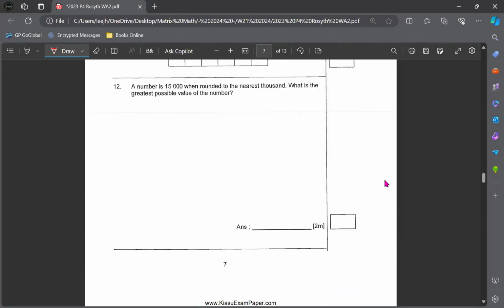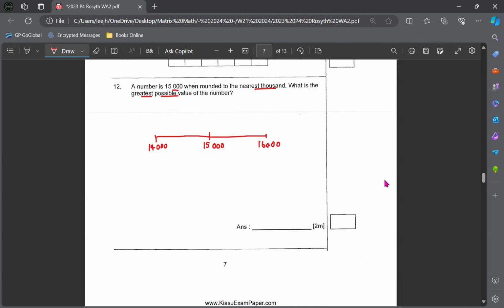Question 12. A number is 15,000 when rounded off to the nearest thousand. What is the greatest possible value of the number? When you do rounding off, a number line will help. So I'm going to draw a number line. I'm going to put this rounded value right in the middle, 15,000. So we are looking at the nearest thousand, so we are going to gauge 1,000 less on the left and 1,000 more on the right. 1,000 less is 14,000. 1,000 more, 16,000.